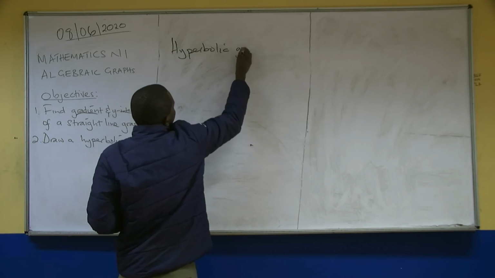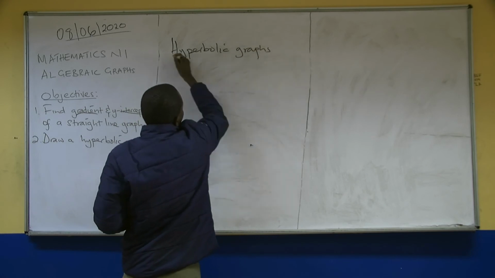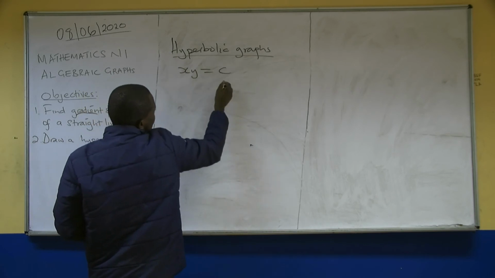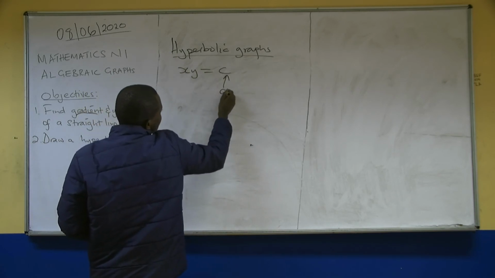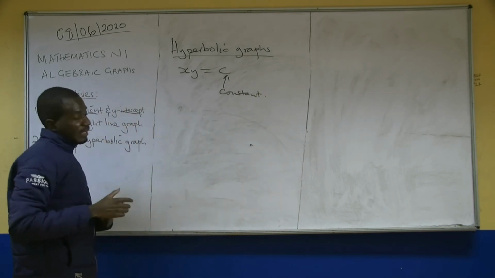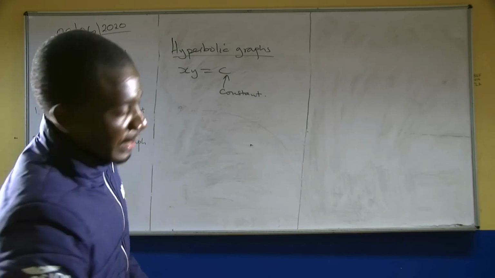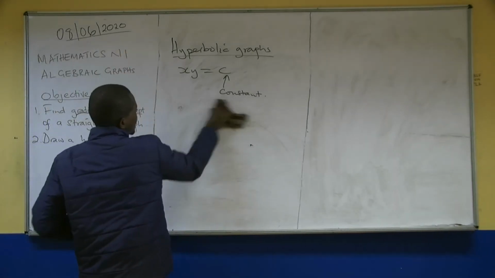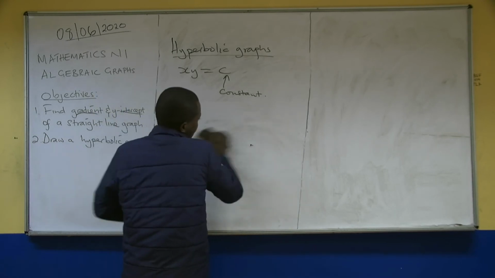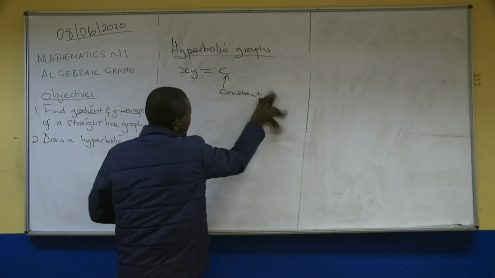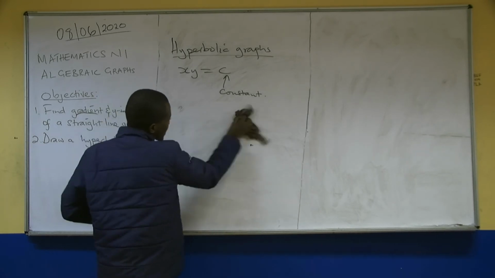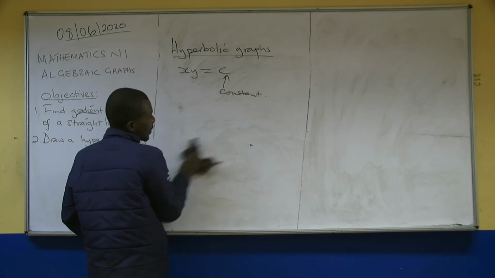Right, let's look at hyperbolic graphs. These are graphs of the form xy is equal to c, where this c is a constant. We know what a constant is. It's simply a number. Any number, we call it a constant. So any graph that you have that has that form is a hyperbolic graph.